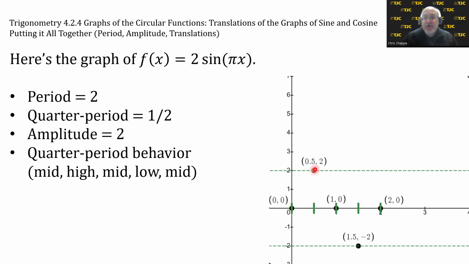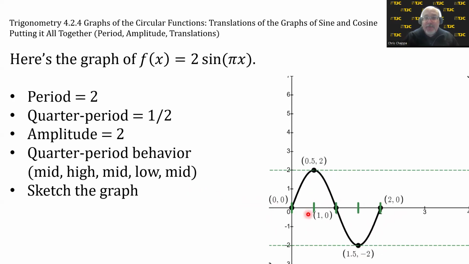So the quarter periods combined with the lines for the amplitude should tell me precisely where to put these points: (0, 0), (1/2, 2), (1, 0), (3/2, −2), and (2, 0). Then we just sketch the graph. Now be careful, this isn't the final product. This is just the part of the graph that involves the multiplication, which establishes the period and the amplitude.